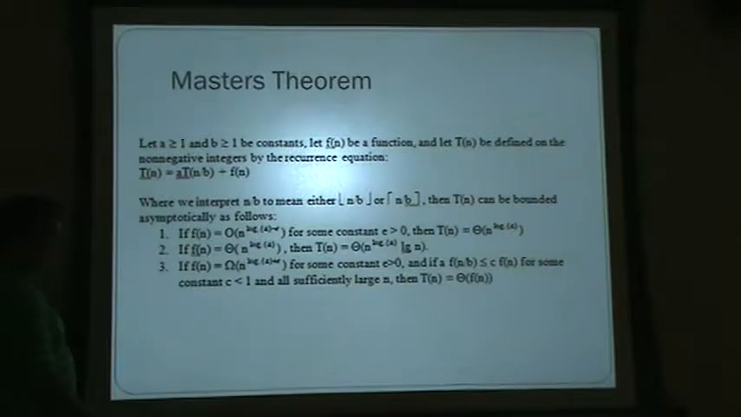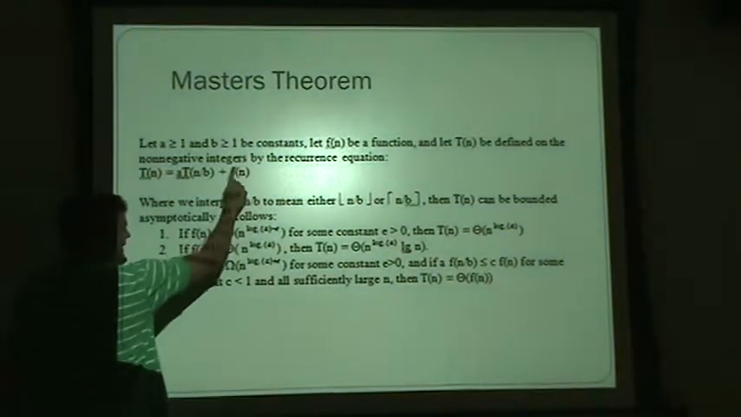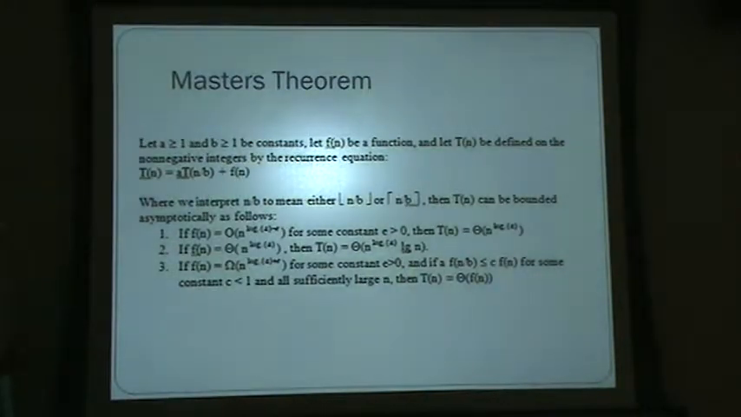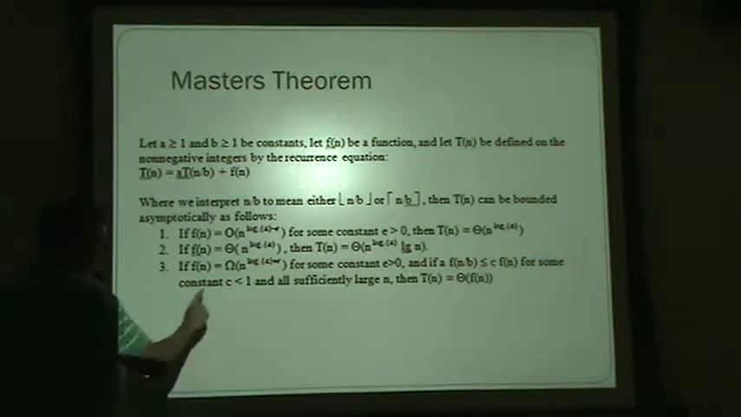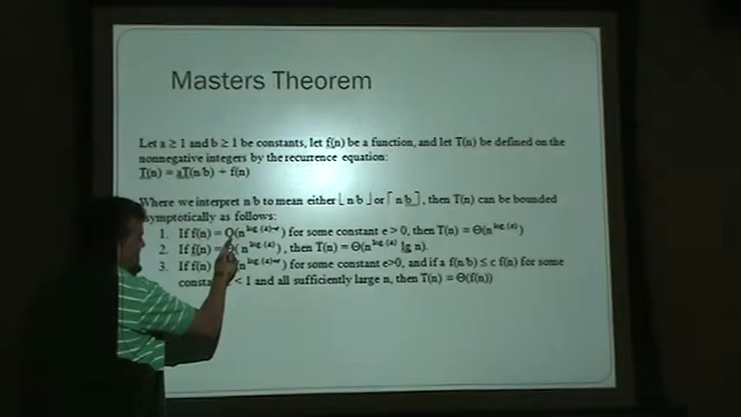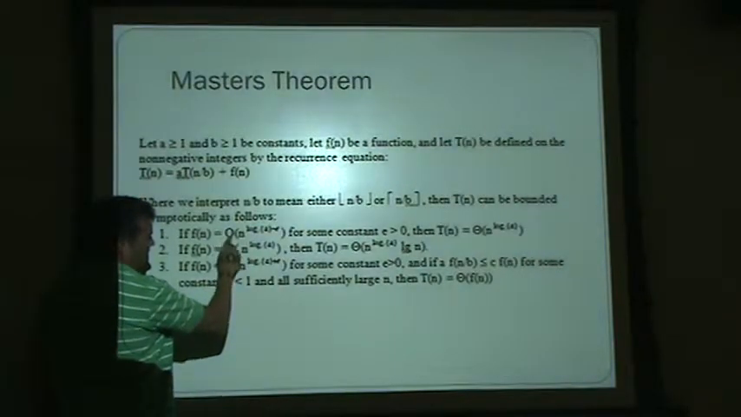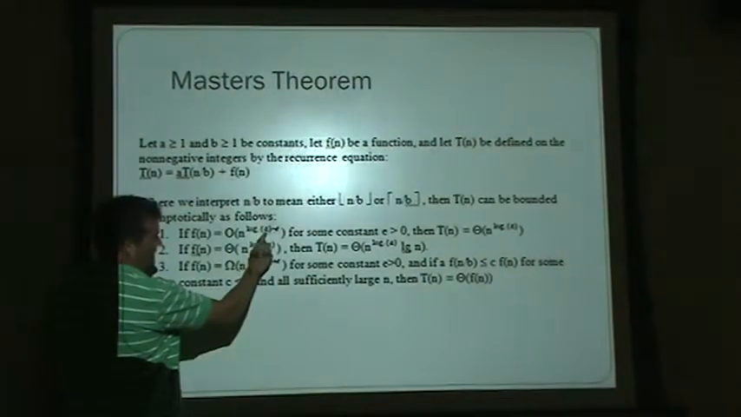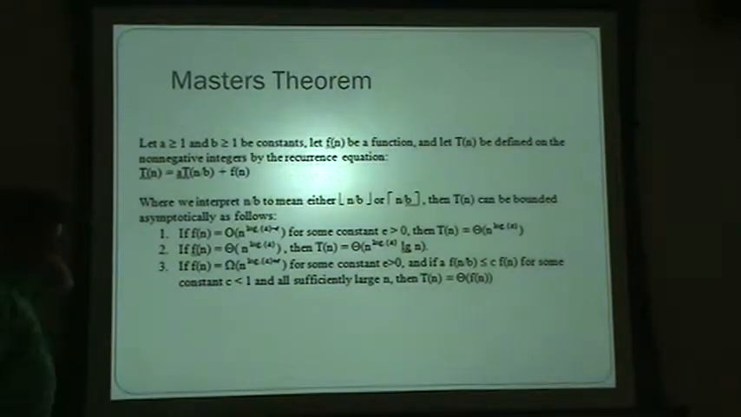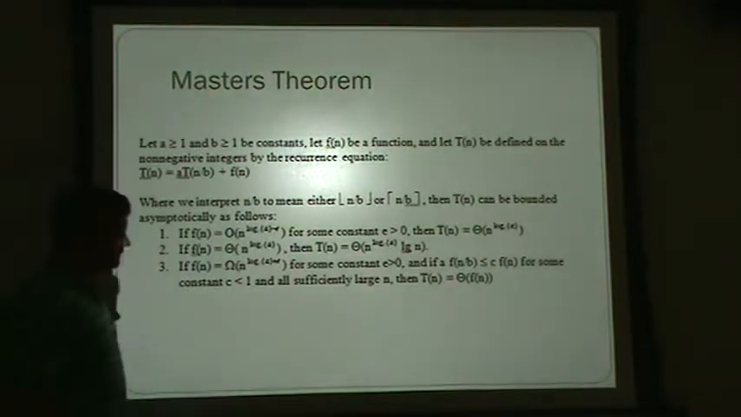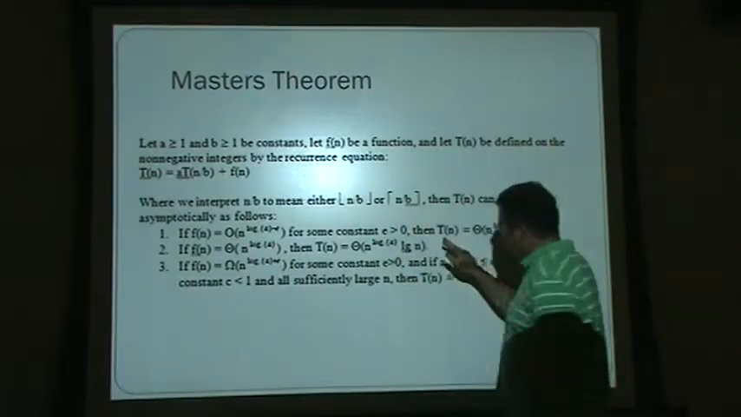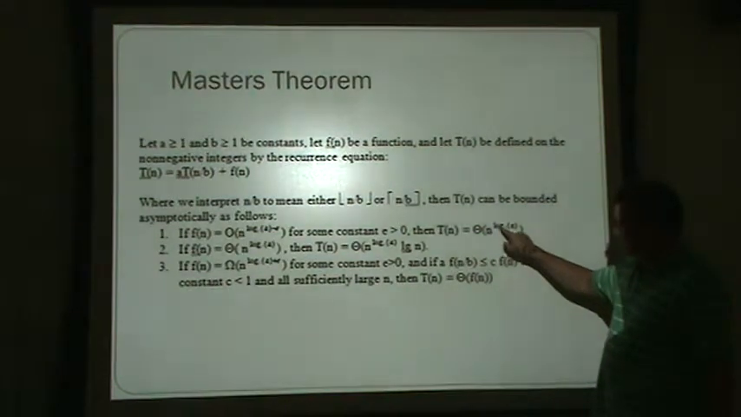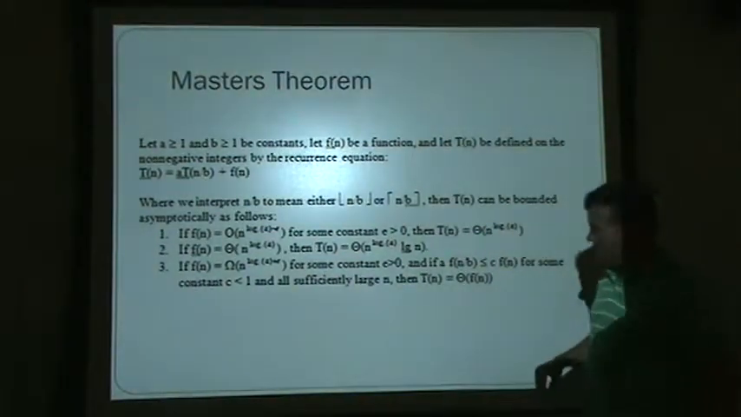We could have the case where f of n, which is this thing out here, which for merge sort had the running time of order n, is equal to big O of n to the log b of a minus some epsilon, for some epsilon greater than 0. Then the running time of the overall algorithm is n to the log b of a. We'll go over examples shortly.